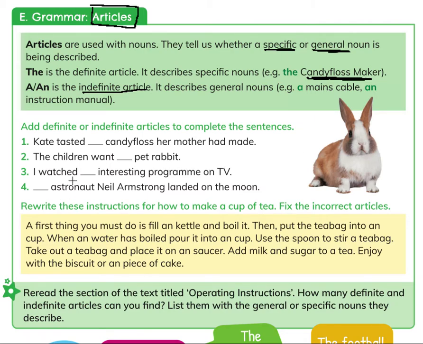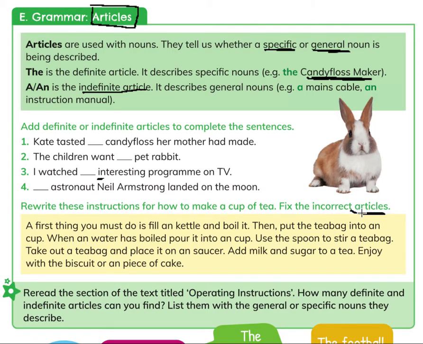Number 3, I watched the interesting program on TV, or I watched an interesting program on TV. Now, it's going to be an, and a little clue there is that this word starts with a vowel, and you can't put a in front of it, so it has to be a-n. I'm going to let you do number 4 on your own, and then you're being asked to rewrite these instructions for how to make a cup of tea and fix the incorrect articles.